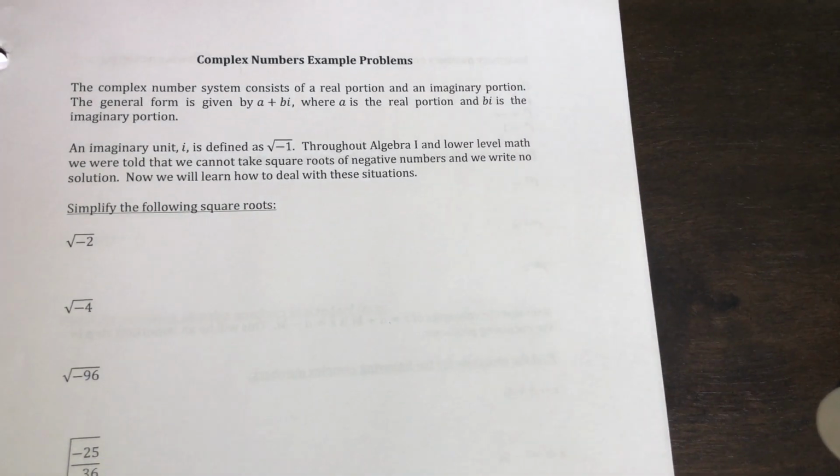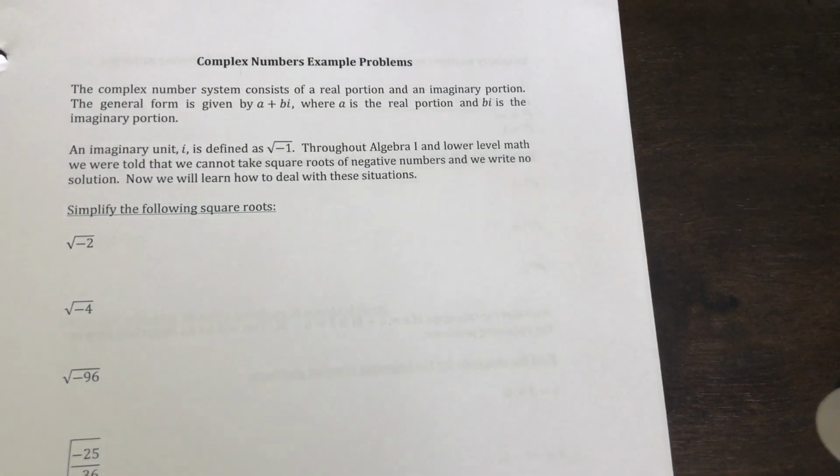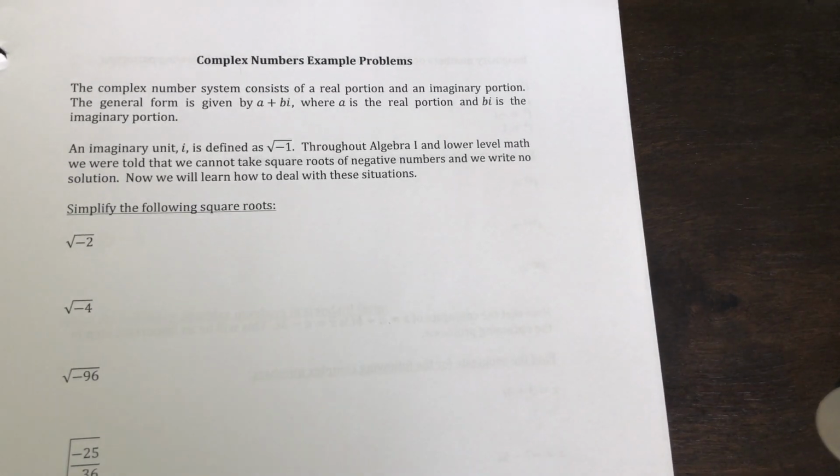Okay guys, in this lesson we're going to take a look at how to deal with complex numbers. So a complex number consists of a real portion and an imaginary portion. The general form is given by a plus bi, where a is the real portion and b is the imaginary portion. So we're going to talk about imaginary units or imaginary numbers.